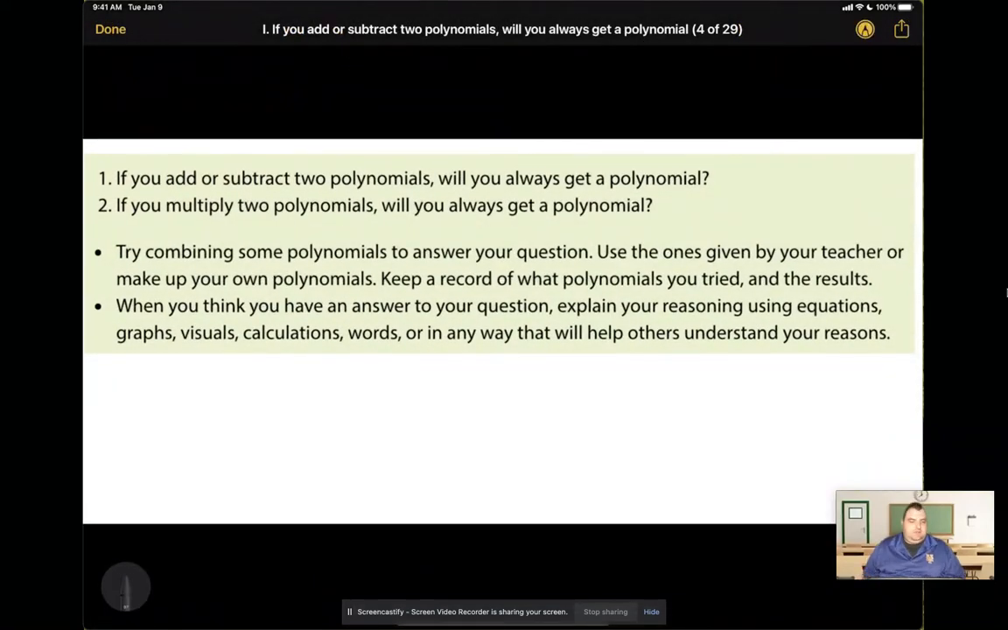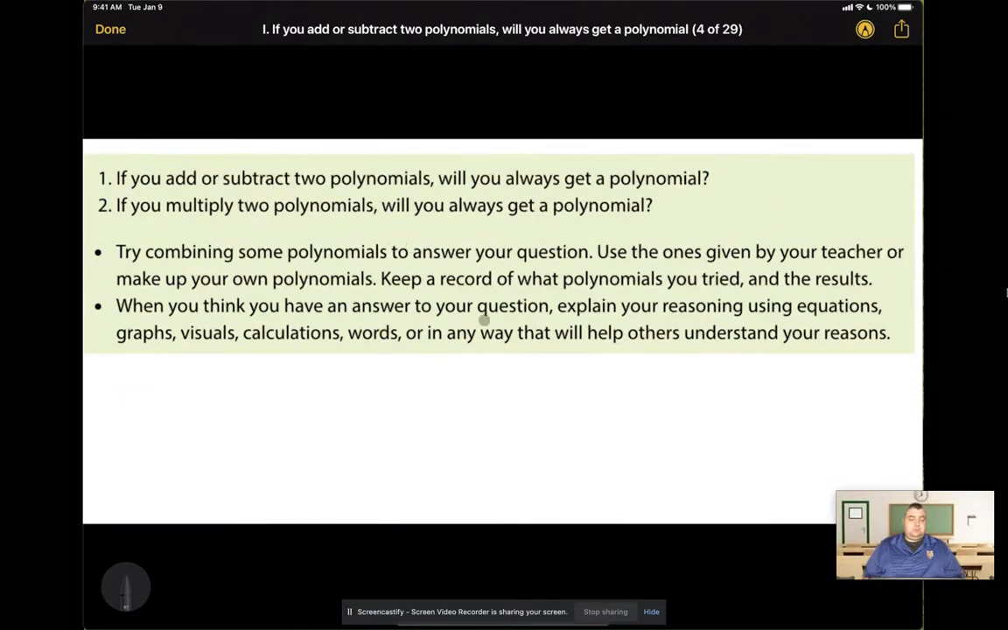If you add or subtract two polynomials, will you always get a polynomial? If you multiply two polynomials, will you always get a polynomial? Try combining some polynomials to answer your question. Use the ones given by your teacher or make up your own, and keep a record of what polynomials you tried and the results. When you think you have an answer, explain your reasoning using equations, graphs, visuals, calculations, words, or in any way that will help others understand your reasons.